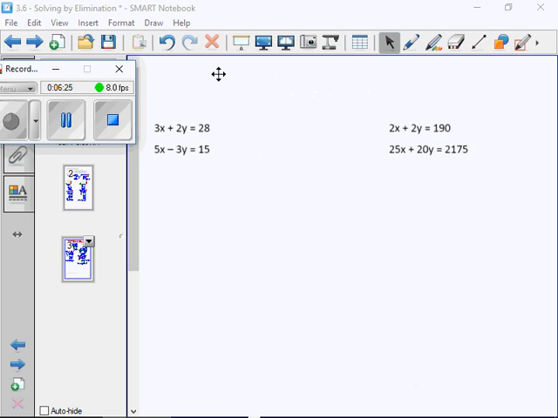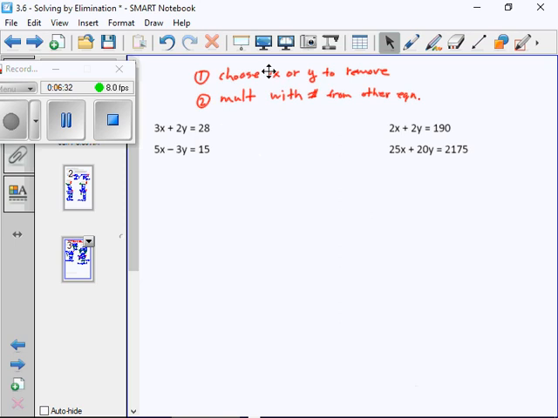The first thing I want you to do is read these concepts. First, based on what we did before, we chose either our x or y to remove, and then we basically isolated it and added and subtracted. But this time what we're going to do is multiply with the number from the other equation for both sides. So let's take a look at this equation here. This system here is 3x plus 2y equals 28 and 5x minus 3y equals 15. So let's label both of these equations 1 and 2.